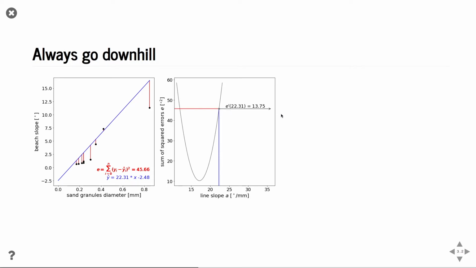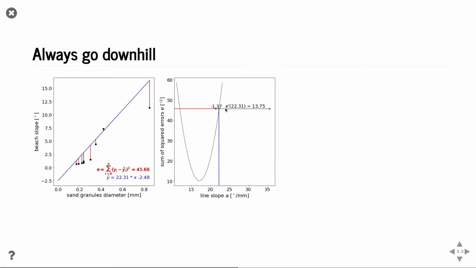So all we have to do now to decrease our sum of squared errors is to multiply our derivative of 13.75 by -1, and to make sure that we won't miss our minimum here, we also multiply this derivative by a certain step size, in this case by 0.1.